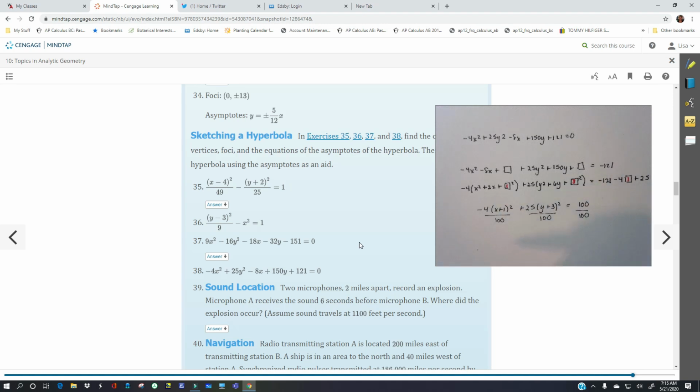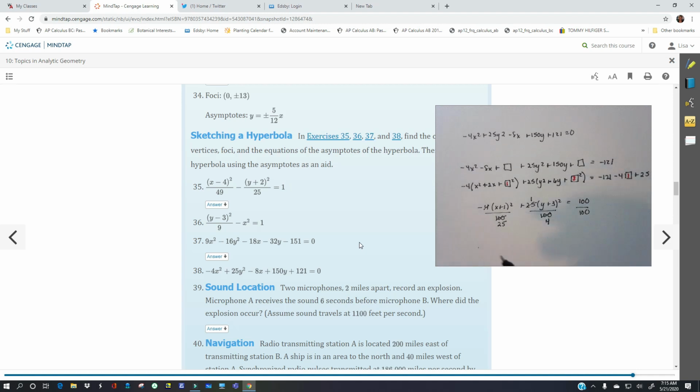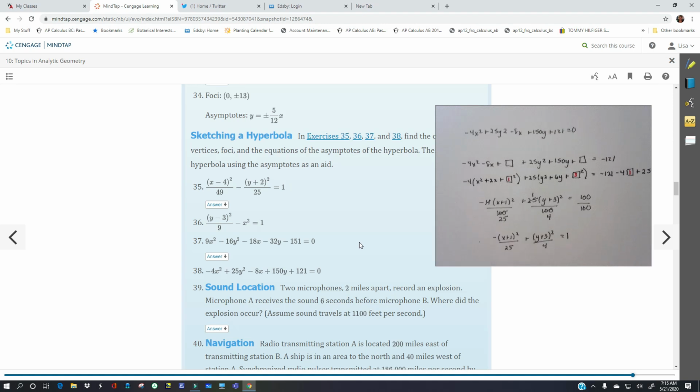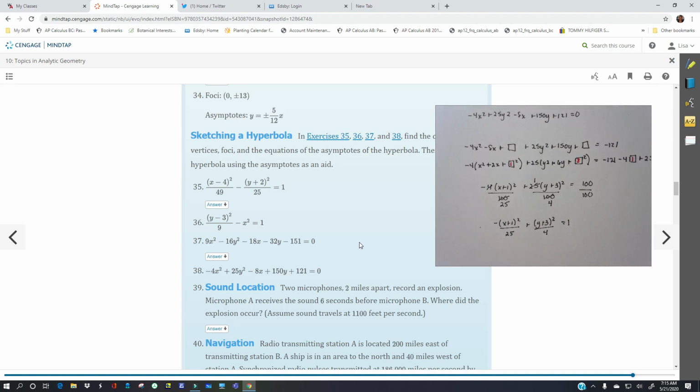And 4 goes into 100. So negative 4 goes into itself once, it goes into 100 25 times. 25 goes into itself once, it goes into 100 4 times. So what I'm left with is negative (x plus 1) squared over 25 plus (y plus 3) squared over 4 is equal to 1.